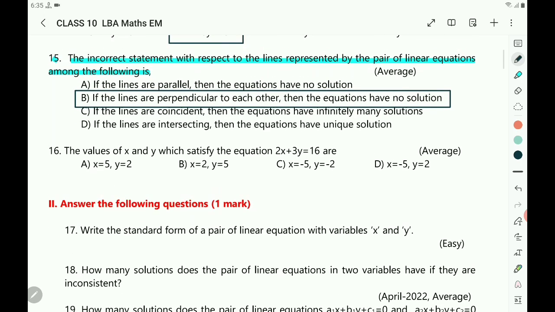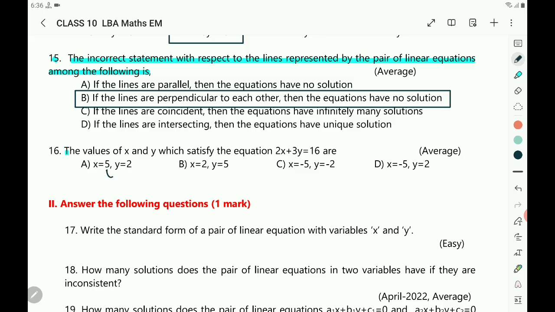Next, take the 16th question. The values of x and y which satisfy the equation 2x plus 3y equals 16 are. Here the given equation is a linear equation in two variables. Only one equation is given. You know that a linear equation in two variables has infinitely many solutions. Here, which one becomes the solution? We have to find the values of x and y out of the given values.